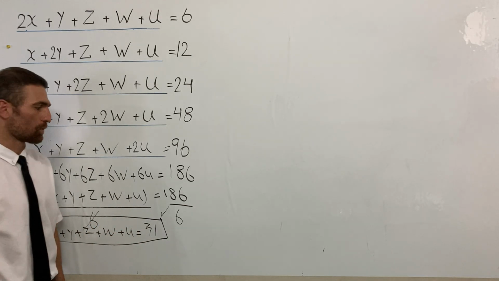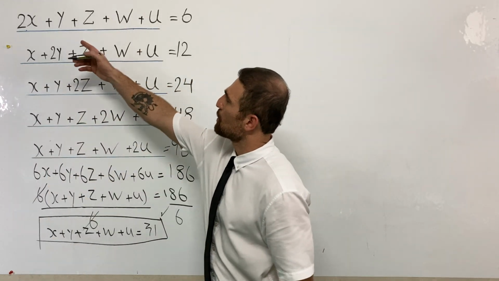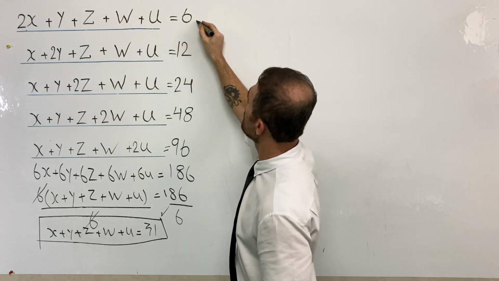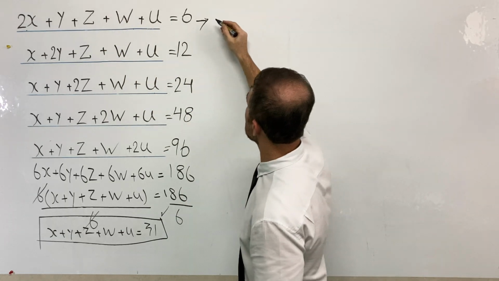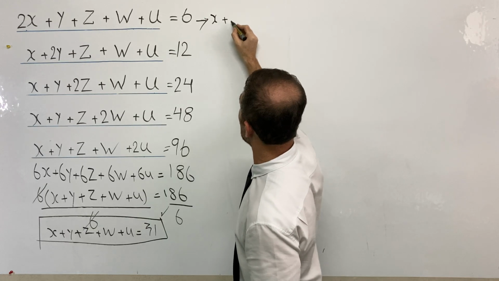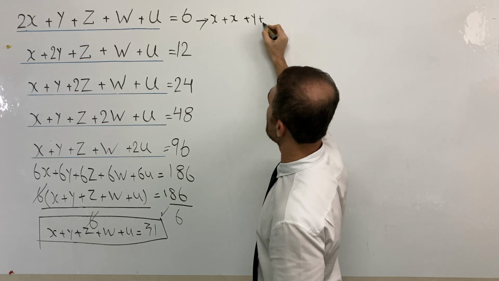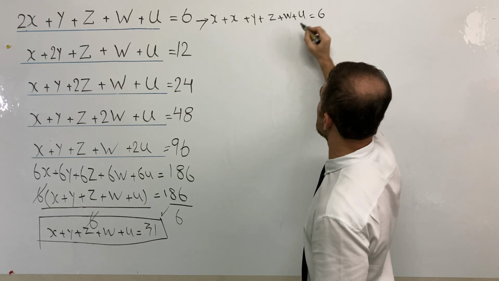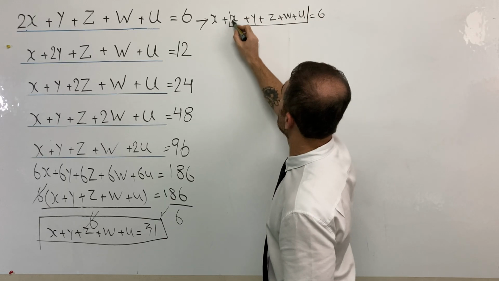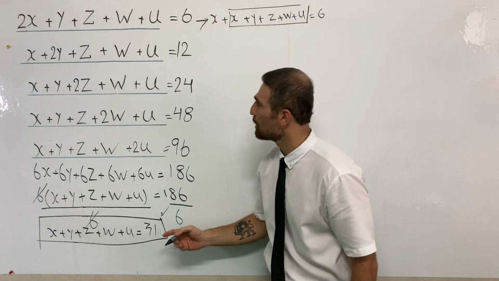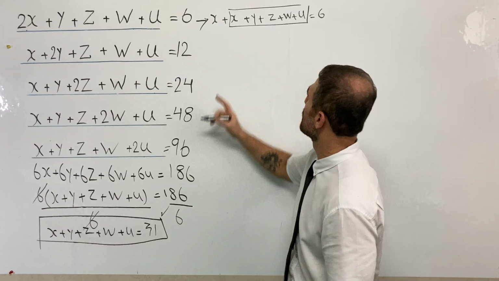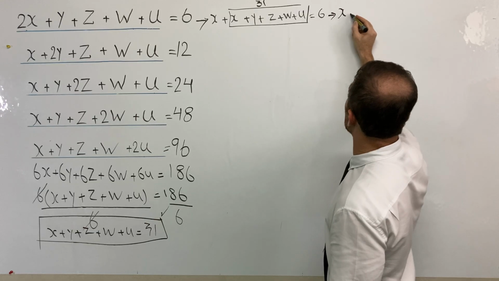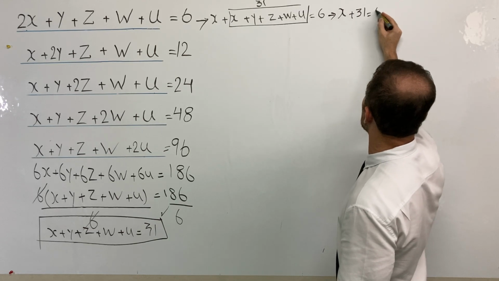to continue the solution. But how? Look, first equation, we have 2x plus y plus z plus w plus u equals 6. It can be written as x plus, with x plus y plus z plus w plus u, right, equals 6. But what is this? In the last step, we already found the value of this, which means 31. So x plus 31 equals 6.